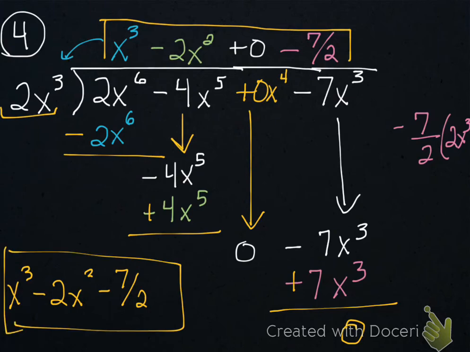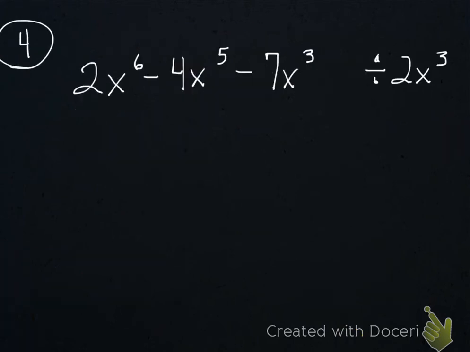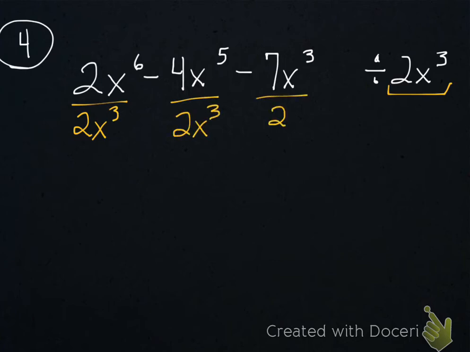Now let me show you a simpler way to do the same exact problem. So this is the simple method for number 4. We're dividing by a monomial. That means I can divide each individual term by that monomial to find the quotient. Things will cancel out. So let's look.